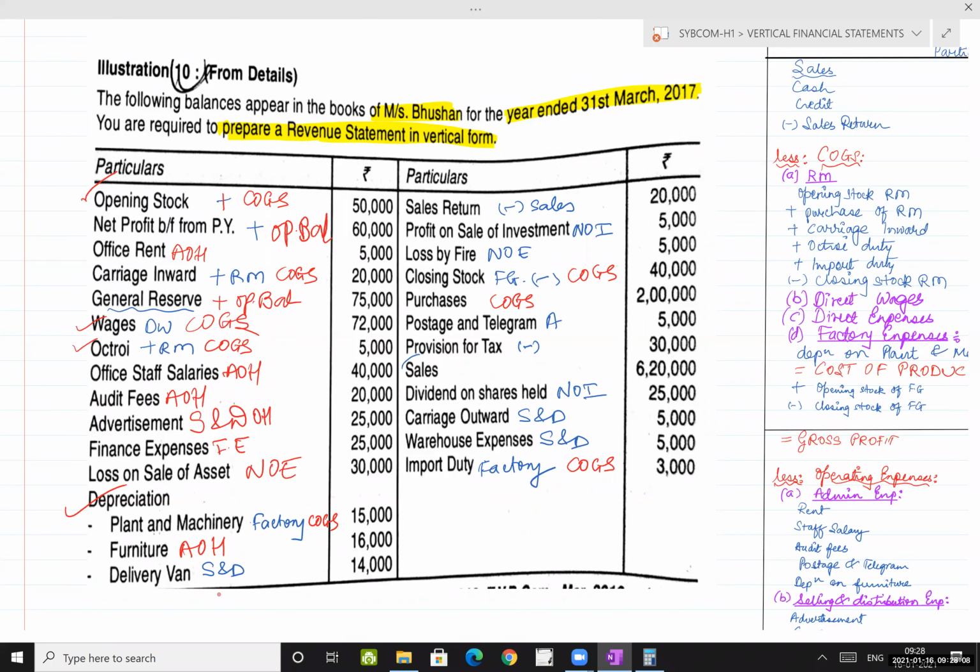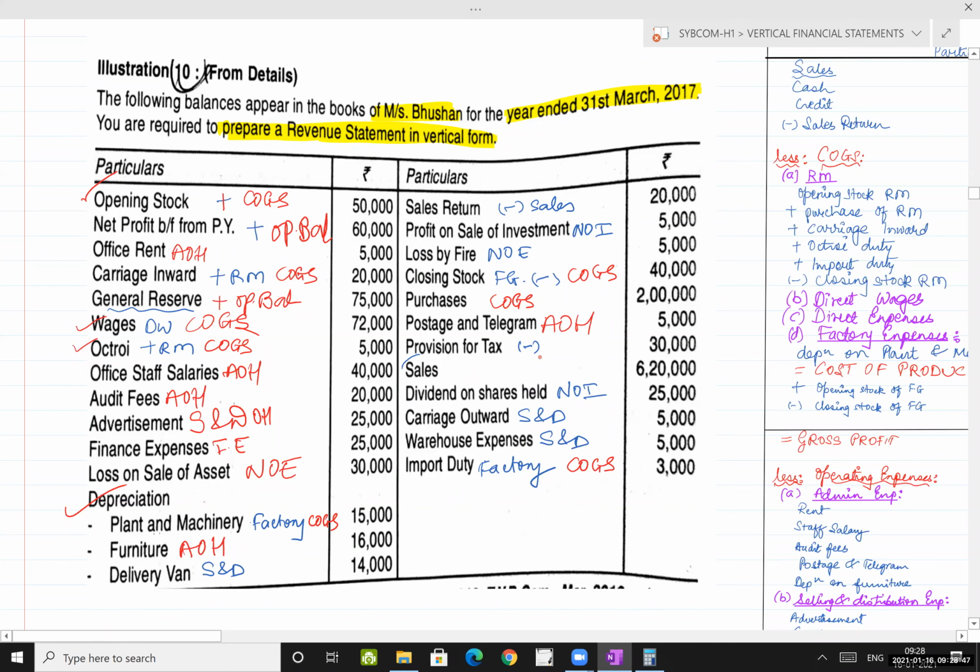Sales, it's sales return, sorry, the less from sales. Profit and sale of investments, non-operating income. Loss by fire, non-operating expense. Closing stock of finished goods. I will subtract it from that formula. Yeah, under COGS. Then purchases under COGS, postage and telegram, admin overheads. Okay, yeah. Purchases, वो raw material purchase, the raw material consumed में you will add under COGS.